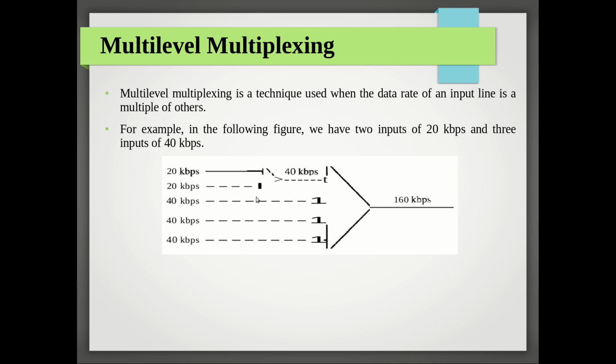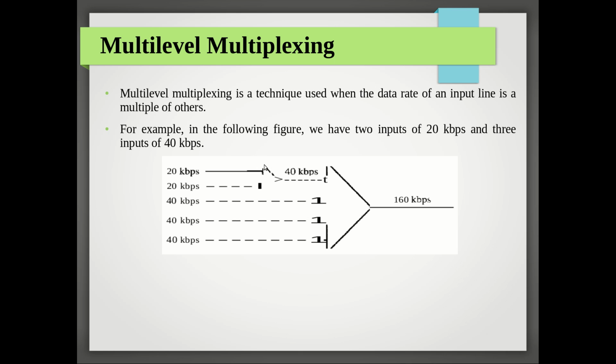So what we are doing is, this is the first level of multiplexing, where the first two input lines are multiplexed into a single one with the combined data rate of 40 kilobits per second. So now this single 40 kilobits per second line represents two actual input sources. Now we have the normal multiplexing, which will be the second level of multiplexing.